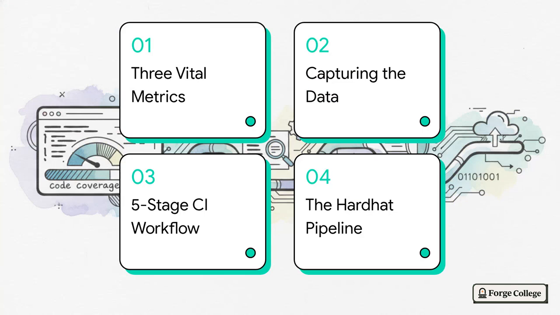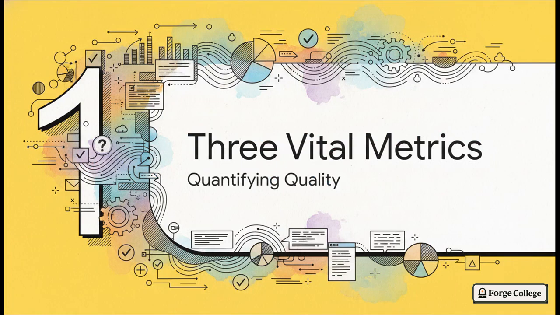Okay, here is our game plan for building this testing assembly line today. Number 1, we'll look at 3 vital metrics. 2, capturing the data. 3, the 5-stage CI workflow. And 4, the Hardhat pipeline. All right, let's kick things off with Section 1, 3 vital metrics.